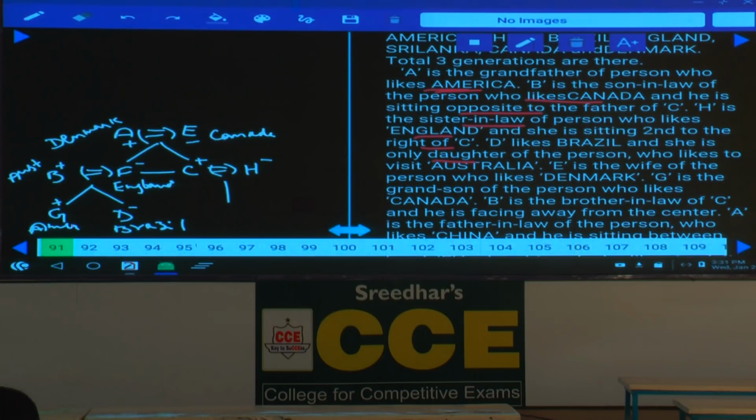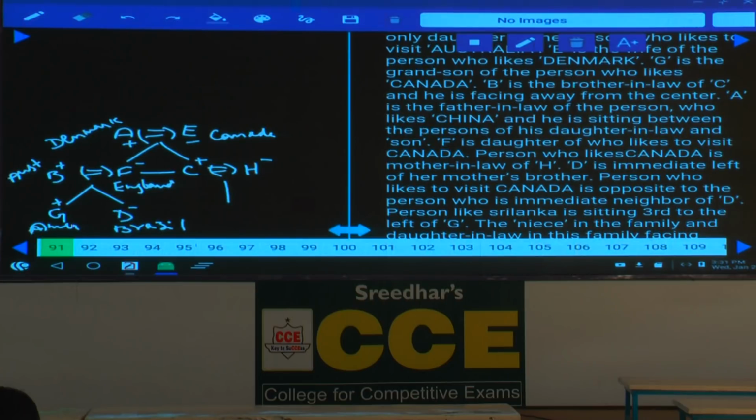B is the brother-in-law of C. Now, sir, B is the brother-in-law of C or not? C's sister is F, sister's husband. Sister's husband, B is the brother-in-law of C. And he is facing away from the center. Who is facing away from the center here? B is facing away from the center.